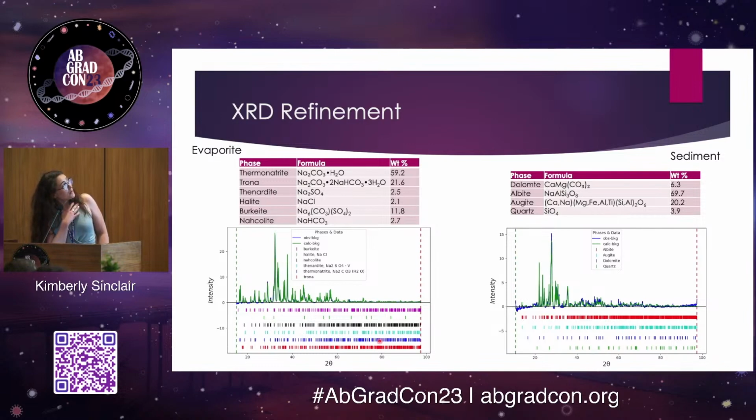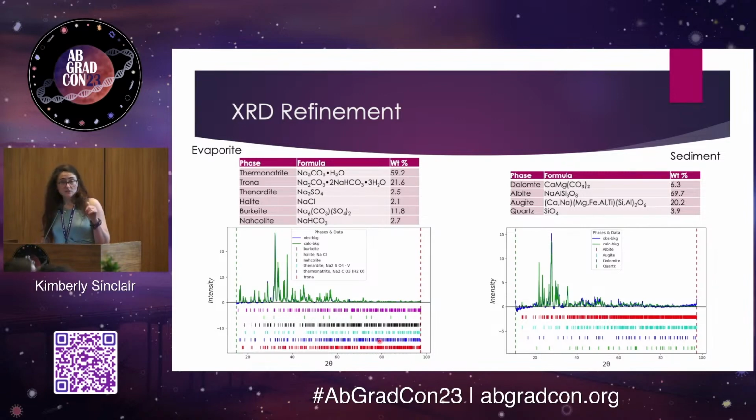We're also seeing trona, which is another sodium carbonate, as well as thenardite, sodium sulfate, halite, sodium chloride, berkeite, which is a sodium carbonate sulfate, and nahcolite, a sodium bicarbonate. So these mineral phases are all very common in these evaporites we're finding across these lakes. While in the sediment, we're seeing a lot of feldspars like albite, augite, as well as anorthoclase and anorthite in other samples, around the 70% to 20 to 30% range.